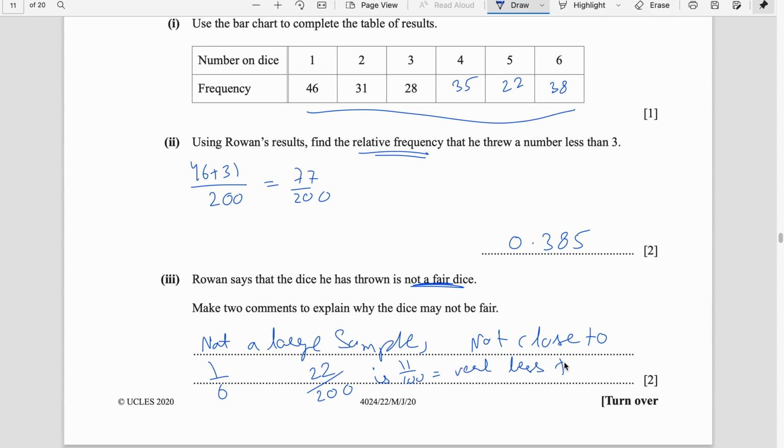Very less than 1 by 6. If it would have been a fair die, the probability would be 1 by 6, or at least close to 1 by 6.